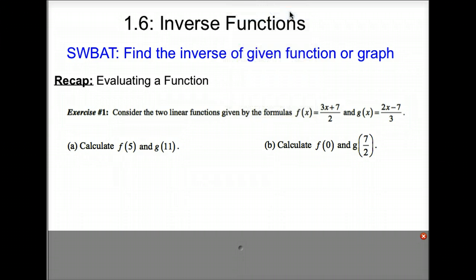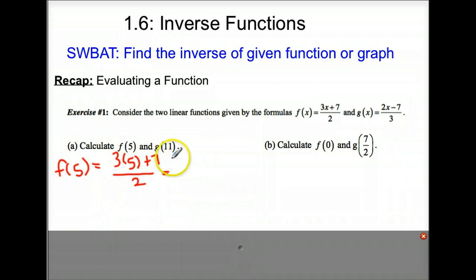So f of 5 meaning I'm using my f function, which is right here, and wherever I see x, I'm going to put 5. So this becomes f of 5 is equal to (3 times 5 plus 7) over 2. 3 times 5 is 15 plus 7 is 22 divided by 2 is 11.